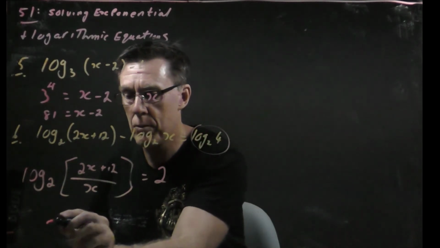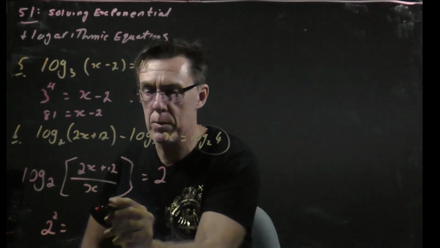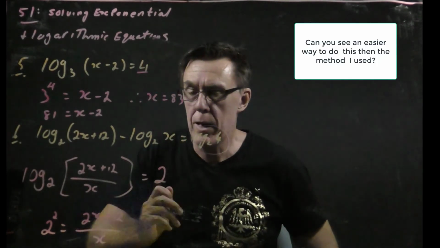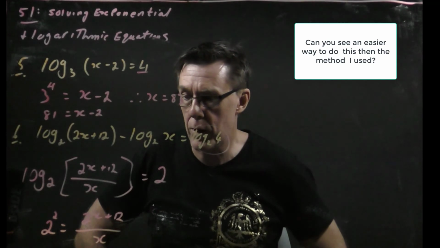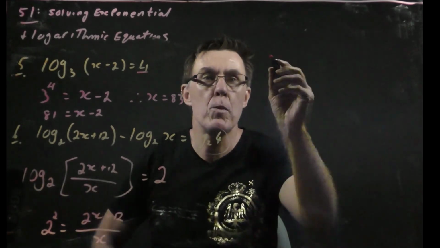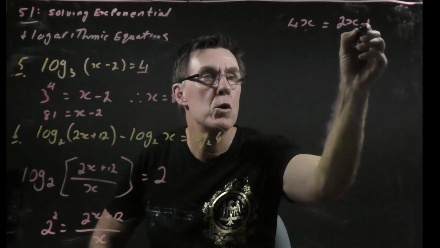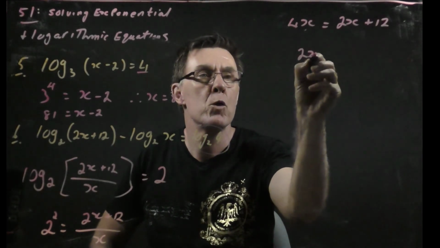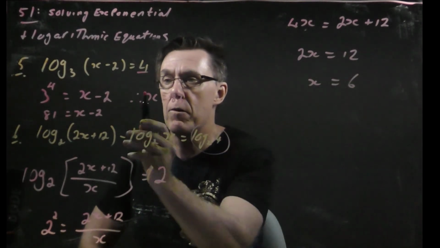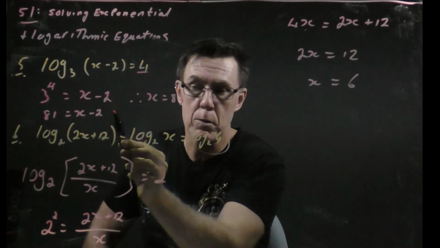Base of the log is 2. The index must be 2. Answer must be 2x plus 12 over x. From there, it's a simple matter of just rearranging and solving for the unknown. Left-hand side's 2 squared is 4. Bring my divide by x over to become multiply by x. So the left-hand side becomes 4x. Right-hand side stays as 2x plus 12. 2x must be 12, 1x. That must be 6. So for this one, just rearranging from a log statement to an index statement, as you've done hundreds of times before.